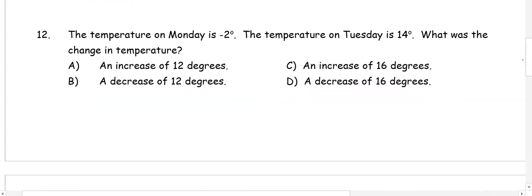In number 12, the temperature on Monday is -2. The temperature on Tuesday is 14. What is the change in temperature? So we went from -2 to 14 degrees. So we know it's an increase, so we can cross out B and D already. So I'm going to do 14 minus -2. So our change was 16 degrees.